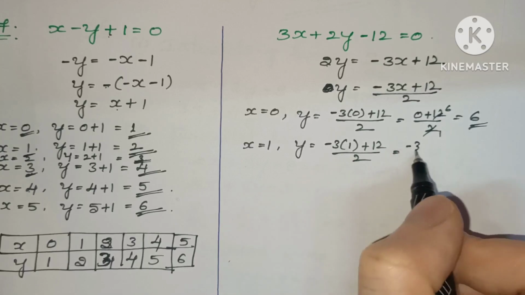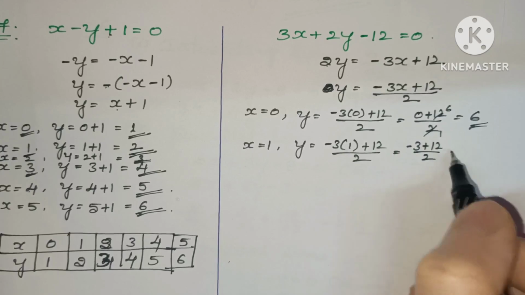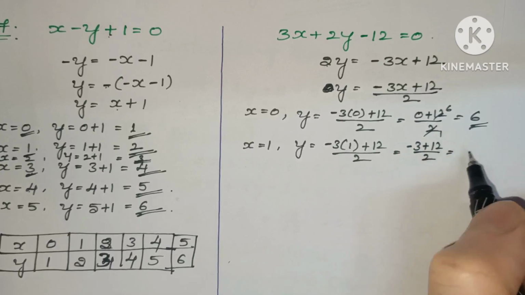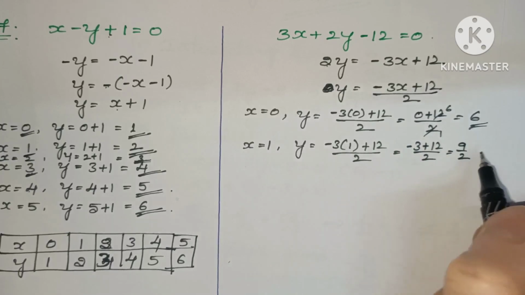Minus 3 plus 12 divided by 2. Minus 3 plus 12 is nothing but 9 by 2. We can't simplify; it is in fractional form. This one we no need to take. This one we will take. This one we no need to take.